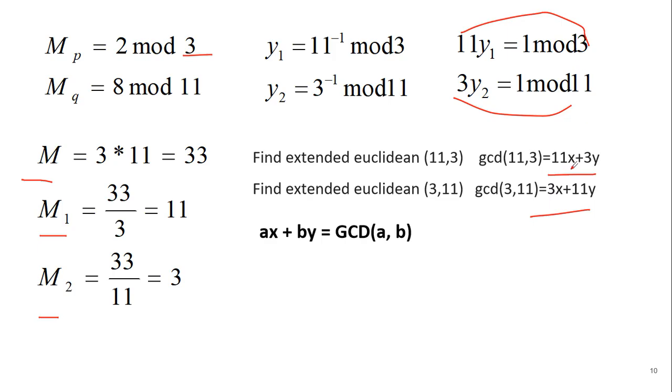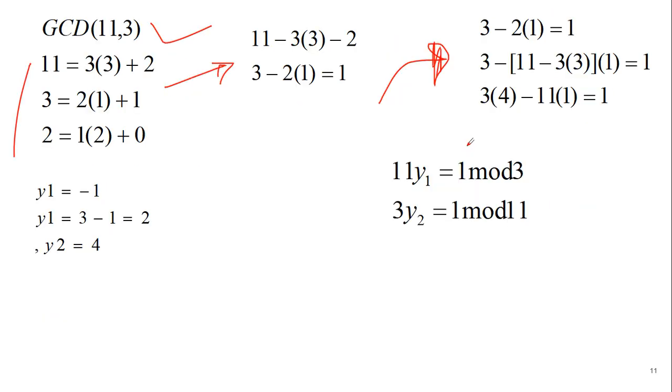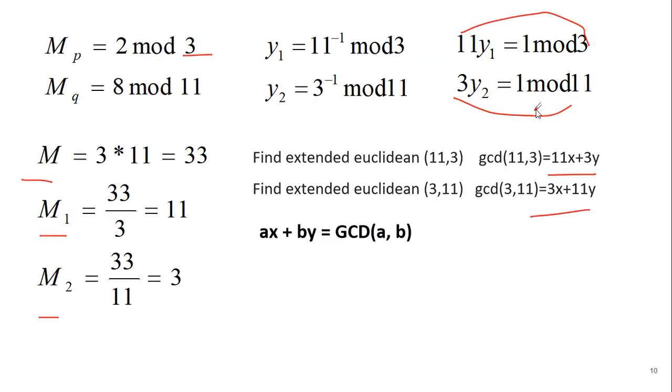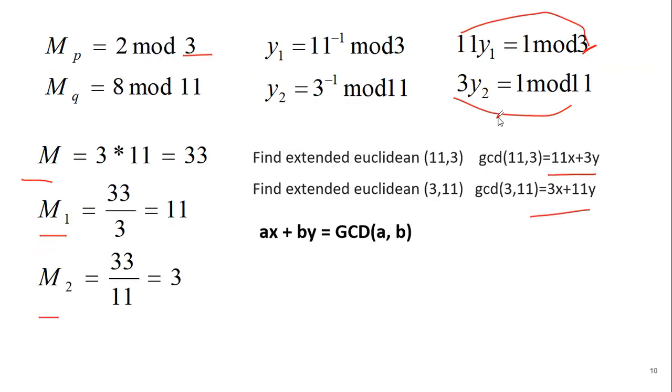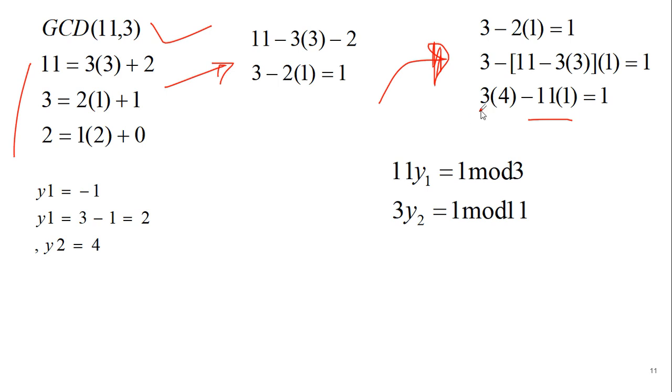So we need to calculate 11x plus 3y. Here for this equation, our value for 11 is minus 1, and we don't want minus 1. Now see this equation 11 y1 with respect to mod 3. So we take this value as positive. So minus 1 becomes 3 minus 1 equal to 2. And for y2, this is with respect to 3 and 11, so mod 11 is there. With respect to 3, our value already comes positive, which is 4.